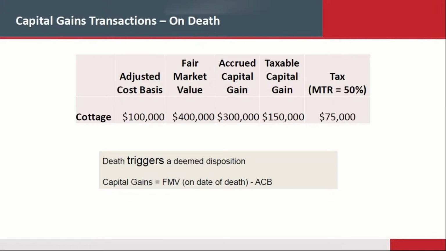So in the example here, same thing: a $100,000 ACB, fair market value of $400,000 at the date of death.